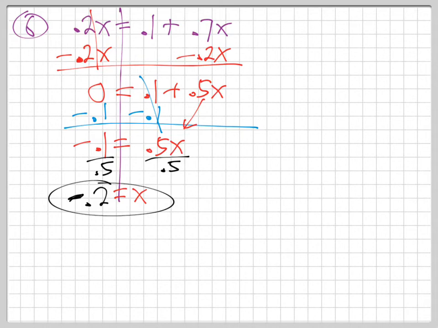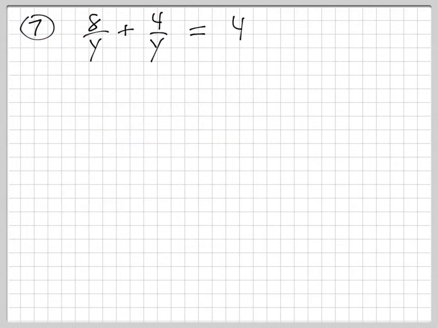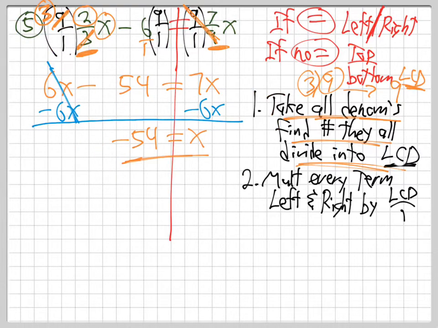How we doing? Questions I can answer? So this is number 7. Notice we've got denominators. So what do we do when we have denominators? Go back to number 5. That one had denominators. And so what do you do when you have denominators? You've got to find the common denominator and multiply LCD over 1, LCD over 1, LCD over 1. All the terms on the left, all the terms on the right.